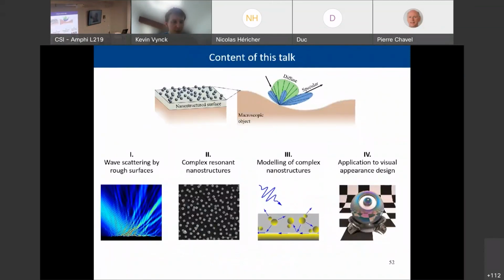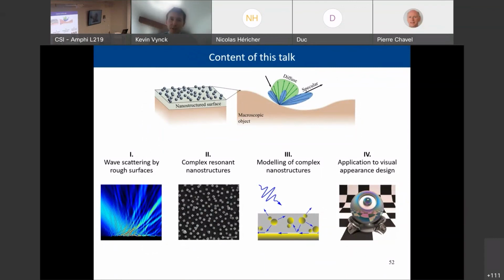So this brings me to the end of my presentation. I was a bit long. I'm sorry about that. I tried to convince you that these complex nanostructured surfaces are very interesting to steer or to control the scattering of light by surfaces.